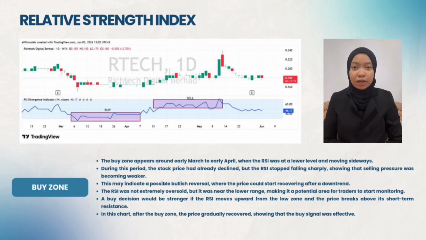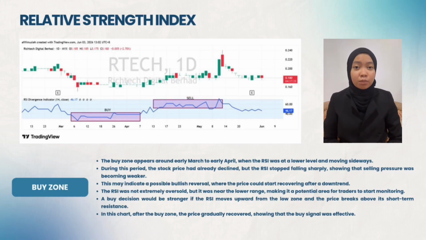For the buy zone, we can see that it appears around early March to early April. During this period, the RSI was at a lower level and moved sideways for some time. This shows that the stock had already gone through selling pressure, but the selling momentum started to slow down. Even though the RSI was not extremely oversold below 30, it was still near the lower range, which means traders should start paying attention to a possible price recovery.